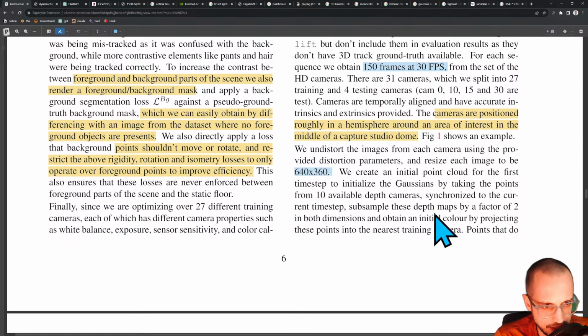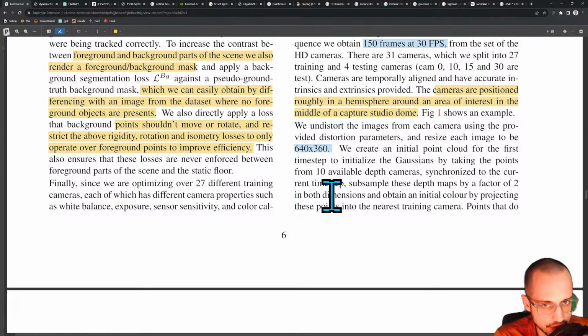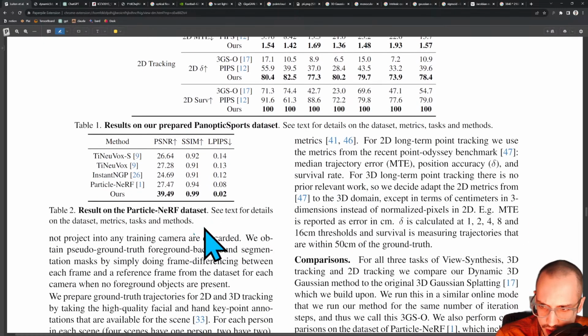10 available depth cameras synchronized to the current timestamp. Subsample these depth maps by a factor of 2 to obtain an initial color and projecting these points into the nearest training camera. So this is their initial, where they're initializing these Gaussians from, but you could have just done uniform initialization, which is one of the things that they do in the original paper. Points that do not project are discarded. This is the pruning and densification step.